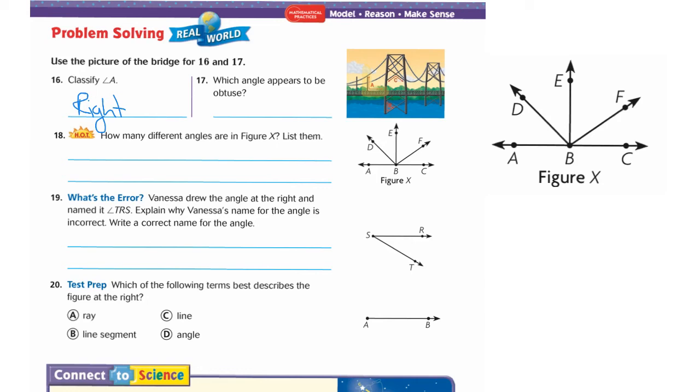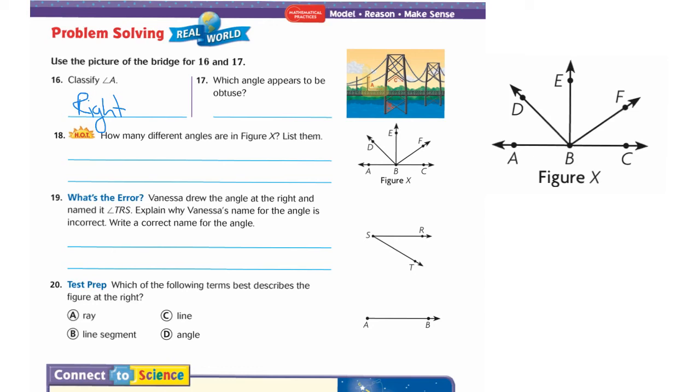So you have angle A, which we know is right. And then we have angle C and B. Well, I'm going to think to myself, what is an obtuse angle? Okay, Miss Howell said an obtuse angle is greater than 90 degrees. So it has to be a bigger or wider angle.